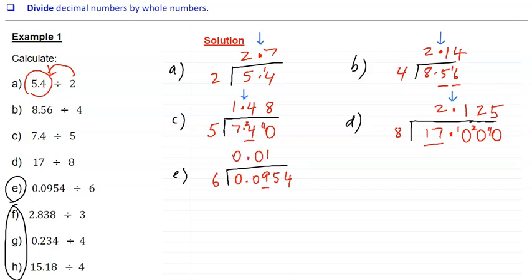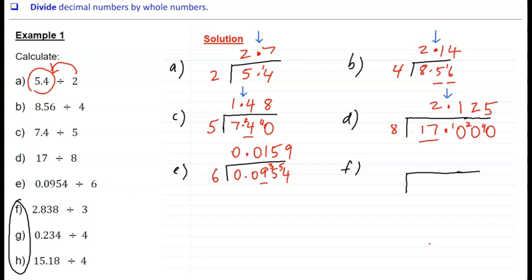6 fits into 9 1 time, remainder 3. 6 fits into 35 5 times, remainder 5. 6 fits into 54 9 times. Complete F, G, H, and then check your answers either on screen or with a calculator. Press pause now.